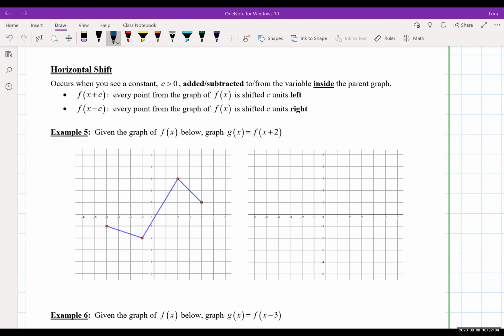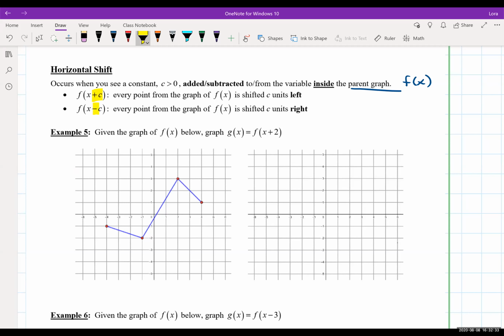Let's take a look at what happens when we have horizontal shifts. I'm going to go through the same sort of idea as what we talked about with vertical shifts, which is to always look at what is happening to the parent graph itself. So the parent graph for us was defined as f of x, according to this definition. And we could kind of see how it's been modified.